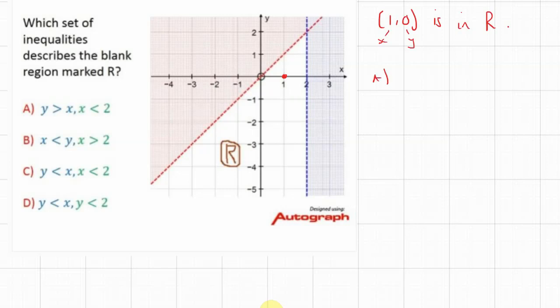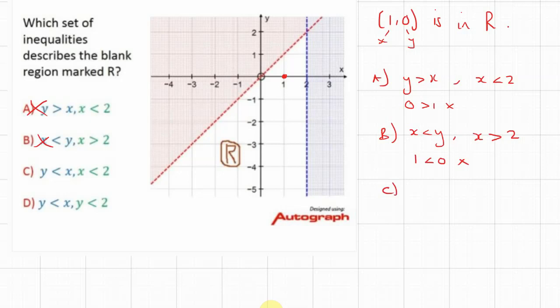I'm just going to go through and check each inequality. So, y is greater than x. Well, I'm saying, is 0 greater than 1? No. So A is just wrong off the bat. Let's not even waste our time checking the second one. Okay, let's check B. X is less than y, and x is greater than 2. Let's check this. So is x, 1, less than 0? No. Straight off the bat, I'm not even going to waste my time checking the second one. That is not right, so I'm going to cross them off as I go down.